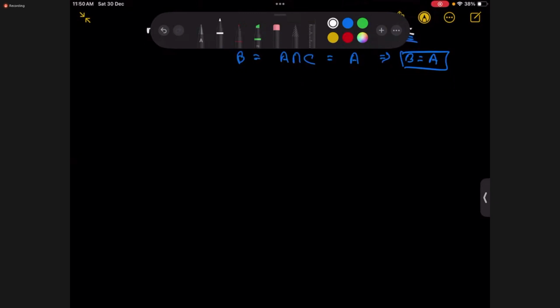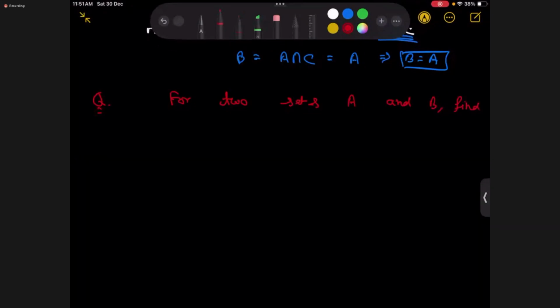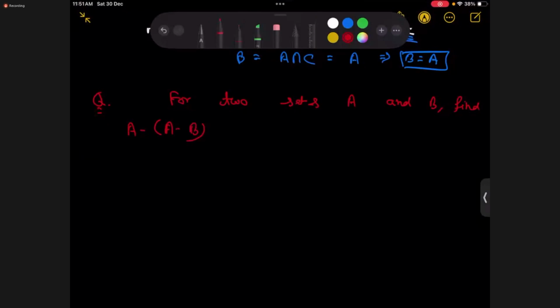The question is: for two sets A and B, find A minus B. The options are: B minus A, A intersection B, A complement, and A prime intersection B prime, which is the complement.